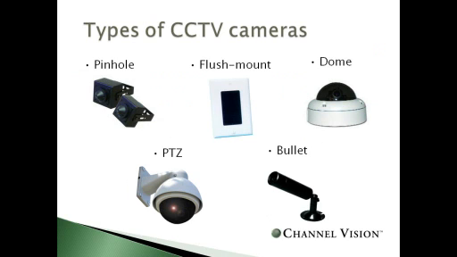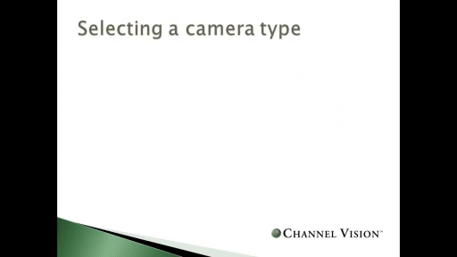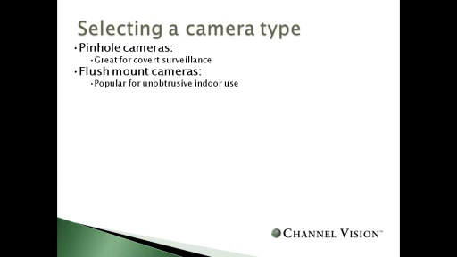So what types of cameras are we looking at today? Well, there's a variety of different options. You have pinhole cameras, flush mount, dome, pan tilt zoom, and bullet. So when should I use each one? Well, the answer to that question depends on what you're trying to achieve. But when you're selecting the camera, here's a general overview of what works well for each application. Pinhole cameras are typically great for covert surveillance when you don't want somebody to know they're being watched.